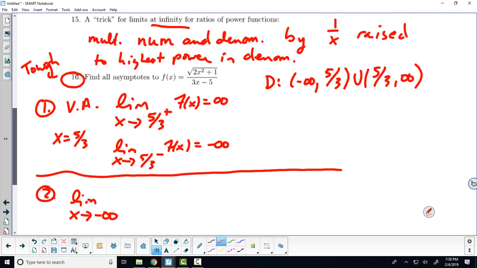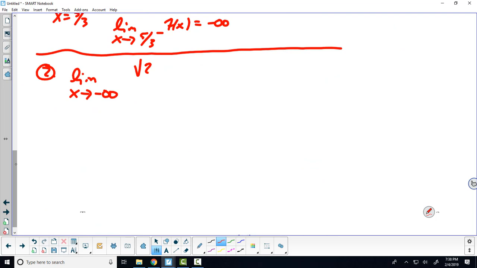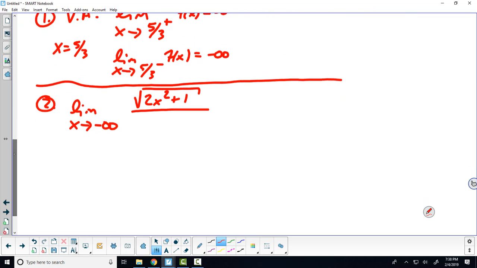So this is the limit of the square root of 2x squared plus 1 all over 3x minus 5. Thank you, 3x minus 5. Okay, what's my trick? 1 over x. You guys could work on your performance, but you about got it. 1 over x raised to the highest exponent seen in the denominator. Say these things aloud to yourself. I know you haven't had a chance to practice it yet, but do say these things aloud to yourself. All right, so here we go.